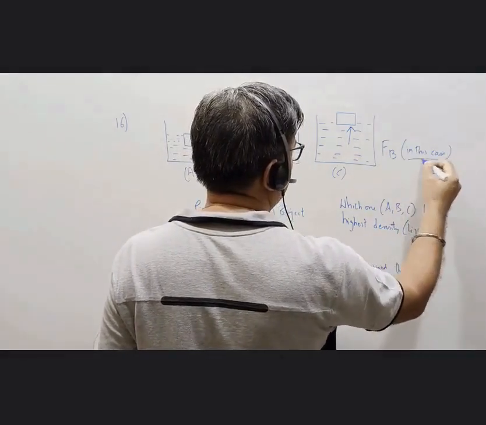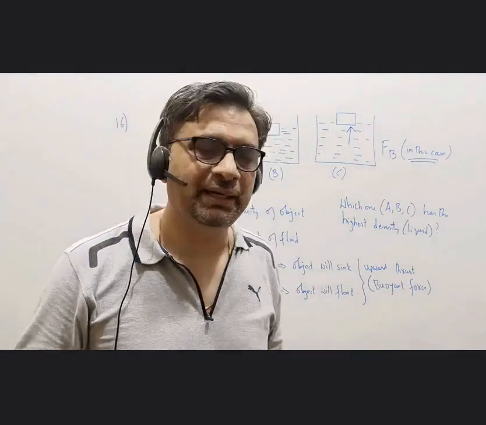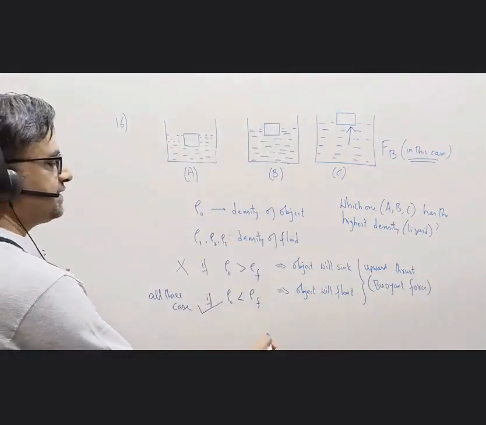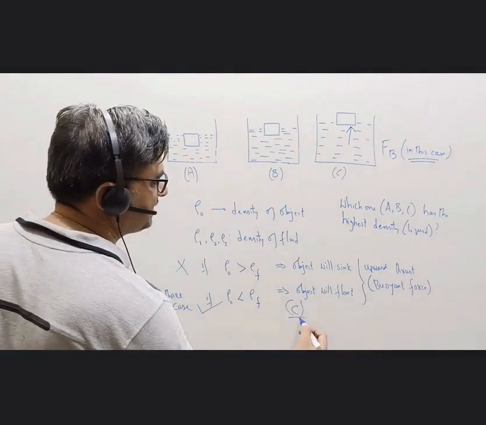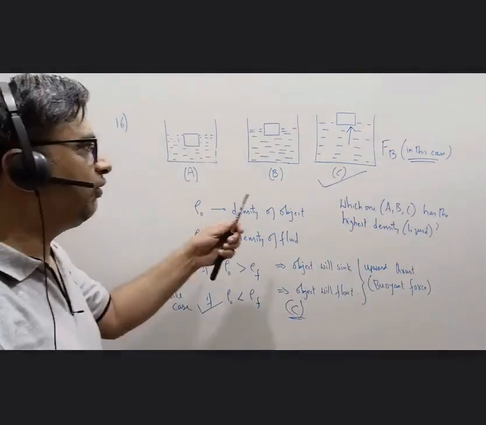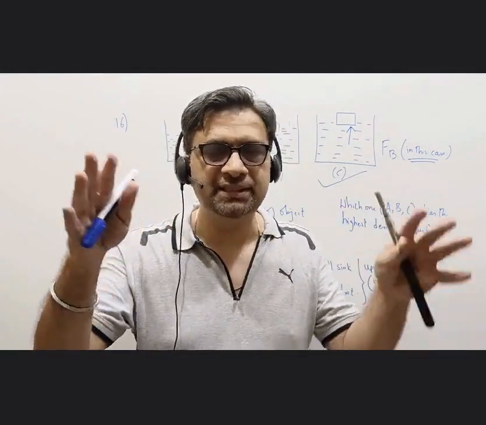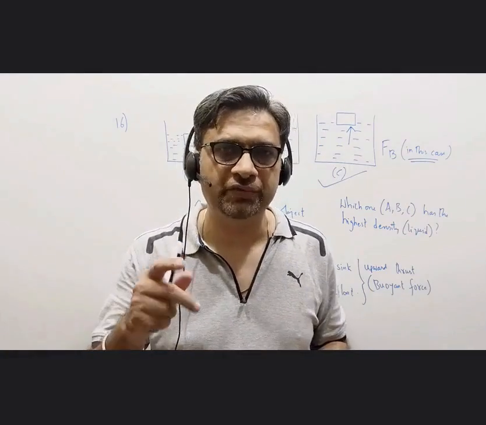The buoyant force is maximum when the density of the fluid is the maximum. So in this case, C is the answer. Whose density is the maximum? It is C.